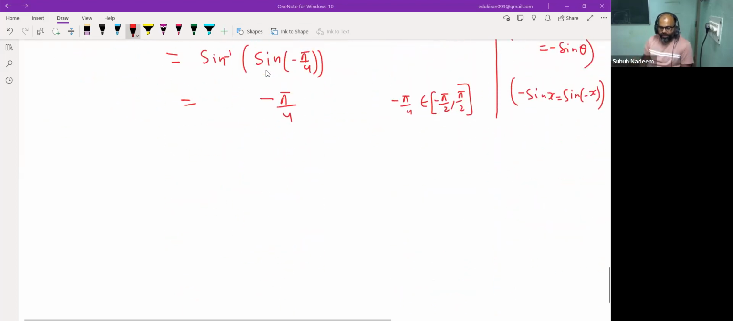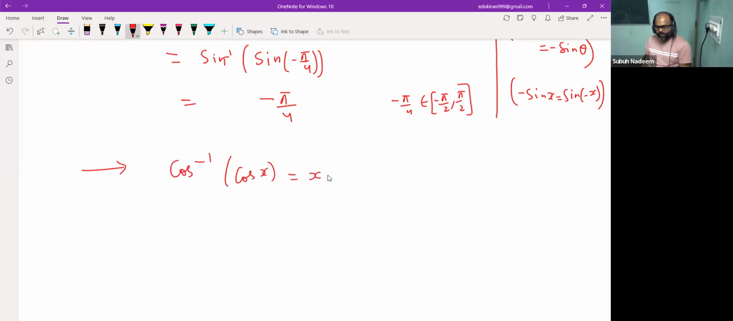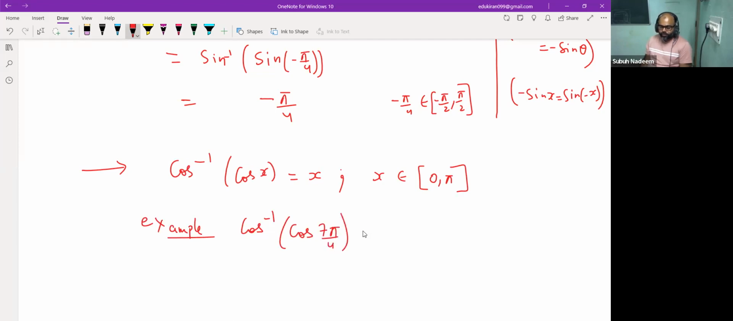So this was about sine. Now, if it is given cos inverse cos x, we can write it equal to x if x is an angle in the principal value range, that is 0 to pi. For example, cos inverse of cos 7 pi by 4, same case as above. We can't write it as 7 pi by 4 because 7 pi by 4 does not belong to 0 comma pi.